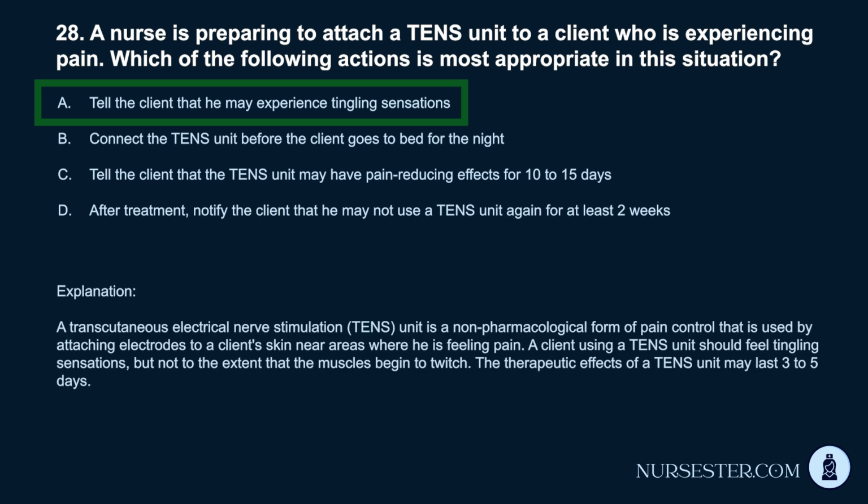A transcutaneous electrical nerve stimulation (TENS) unit is a non-pharmacological form of pain control that is used by attaching electrodes to a client's skin near areas where he is feeling pain. A client using a TENS unit should feel tingling sensations, but not to the extent that the muscles begin to twitch. The therapeutic effects of a TENS unit may last 3 to 5 days.